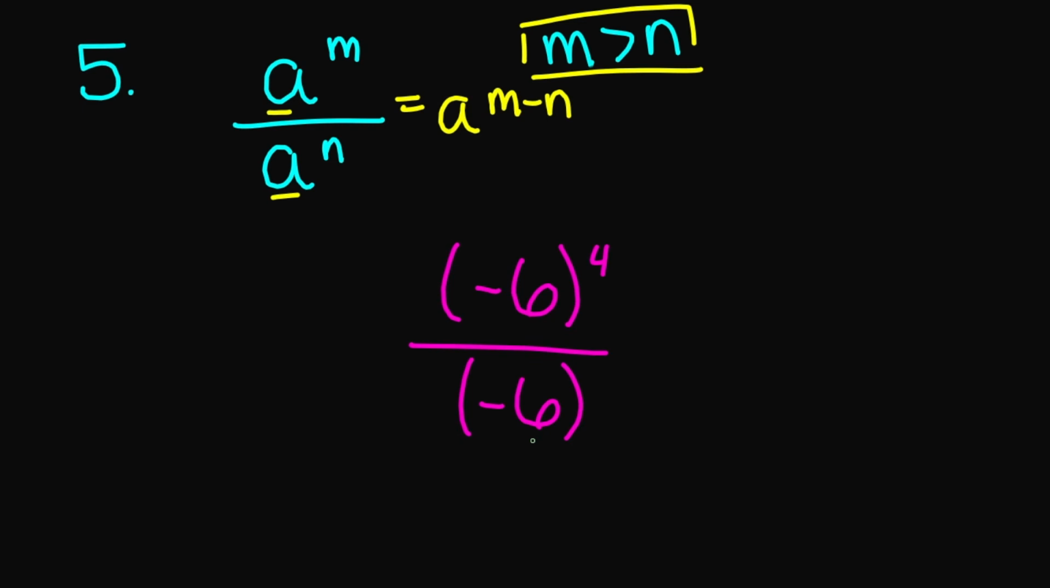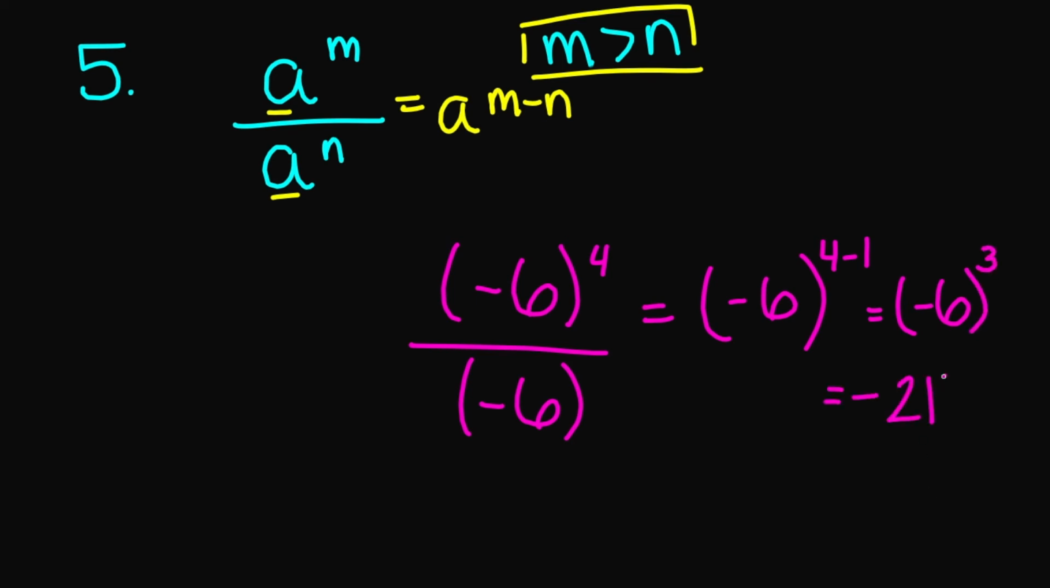So let's try this example here. My base is negative 6. So I'm keeping my base. And I'm going to subtract 4 minus 1. This is going to give me negative 6 to the 3rd power. It's going to give you negative 216.